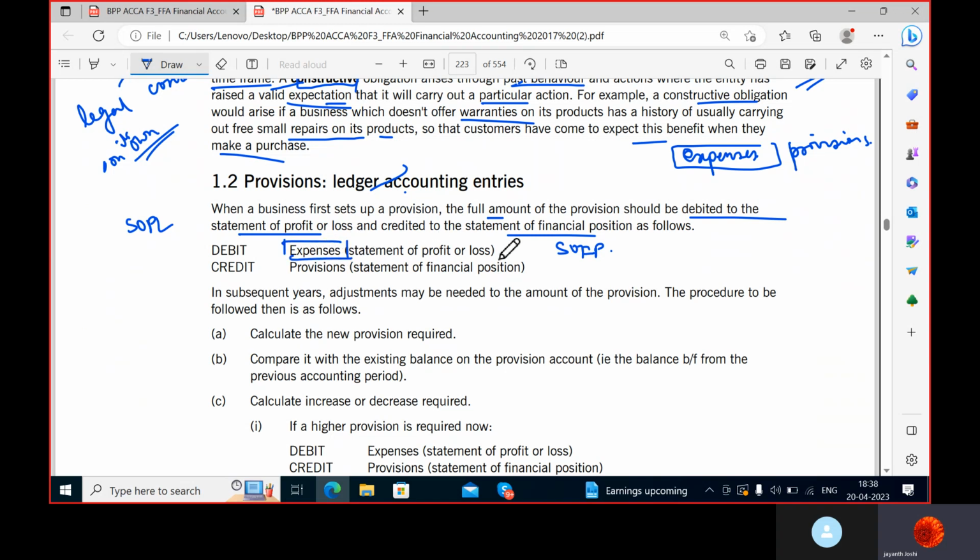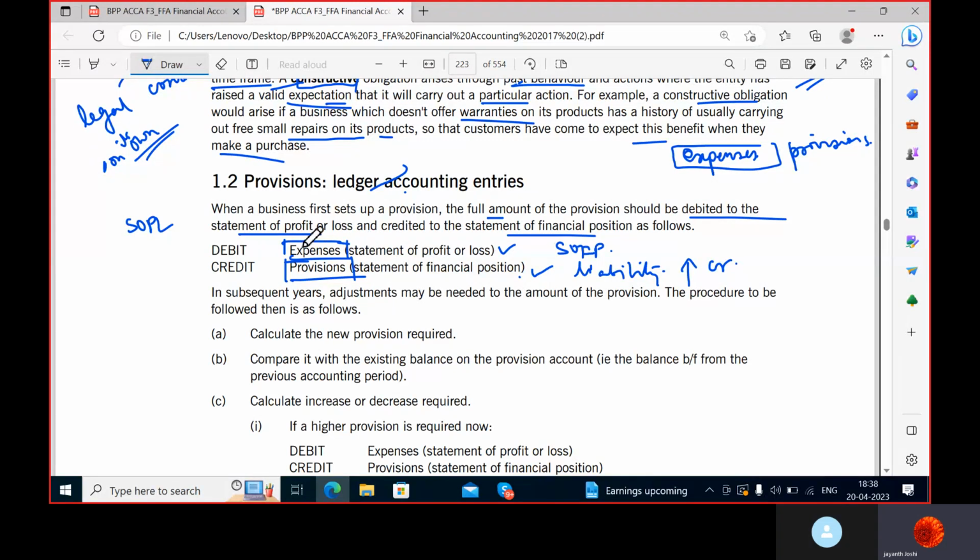See, basically expenses are shown in SOPL, na? And liabilities and assets are shown in SOFP. So we have seen that provision is a liability. So this is how it is credited to SOFP, because liabilities are to be shown in the credit side. We know that in accounting questions, you might have read that if there is an increase in liability, that will be shown in the credit side. Do you know this?